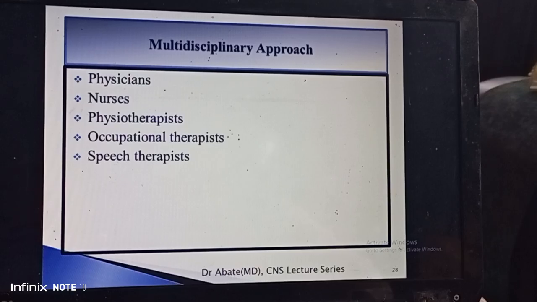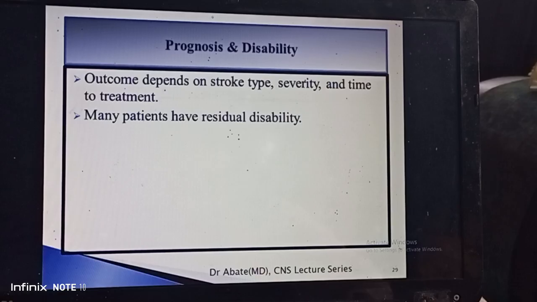Nurses are very important for the patient's nursing care, to show the attendants about the physiotherapy, and to tell about the diet and important things about the patient's dietary approach. So nurses are very important. Physiotherapists, as we said, there is a very important significance of physiotherapy. So involvement of physiotherapists and occupational therapists as well as speech therapists is also very important. So it is a multidisciplinary approach that the management of a stroke needs.